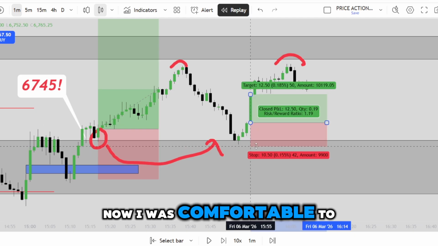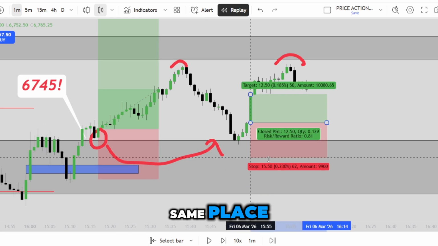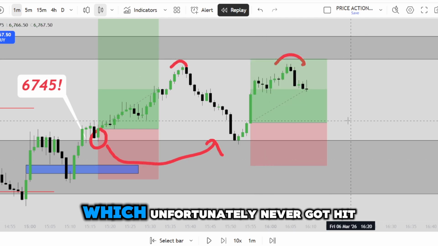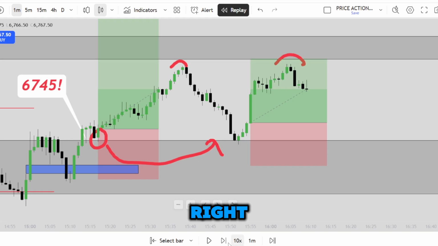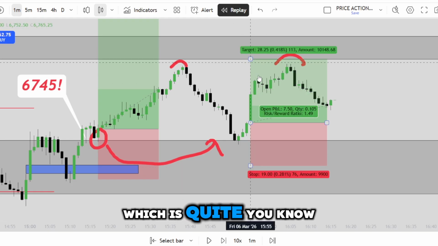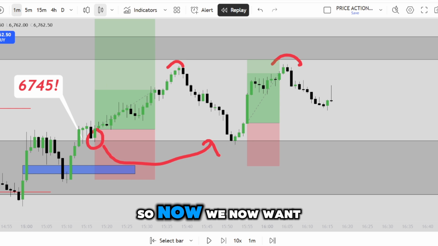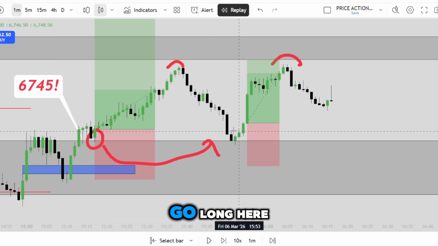Stops now, I was comfortable to have them ideally at the same place, but I had them kind of trailed here. And I was targeting this zone, which unfortunately never got hit, right? We never seem to have hit that zone, which is quite frustrating, but it's one of those things. So now we want to understand what made me go long here.